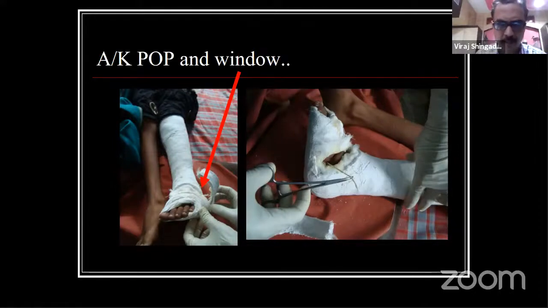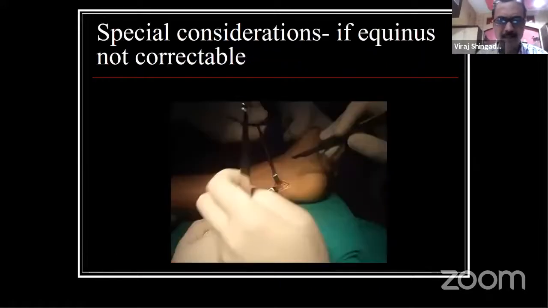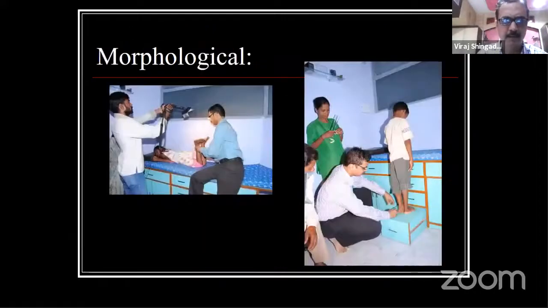And then the patient is discharged on the fourth day and is called at 6 weeks. We took out the wires and then they have to use a simple AFO. And then the special consideration: if equinus, if you find on table, is not correctable, particularly in the neglected foot or syndromic foot, we might extend the posterior incision to some extent, and we actually release the capsule from the same incision, and that gives the outcome.